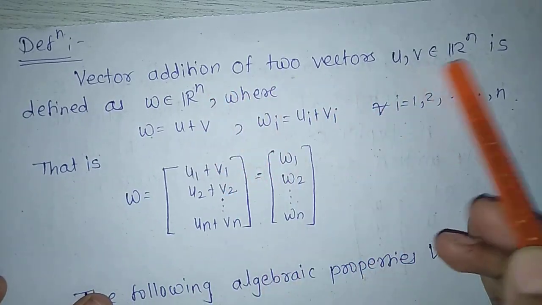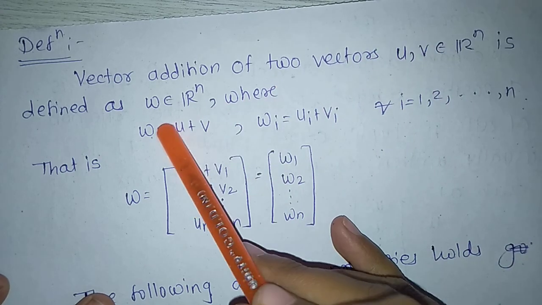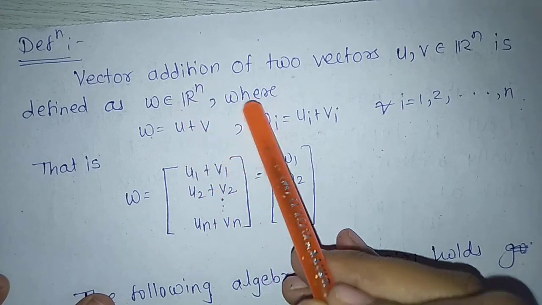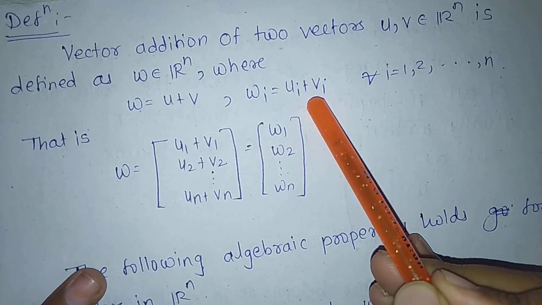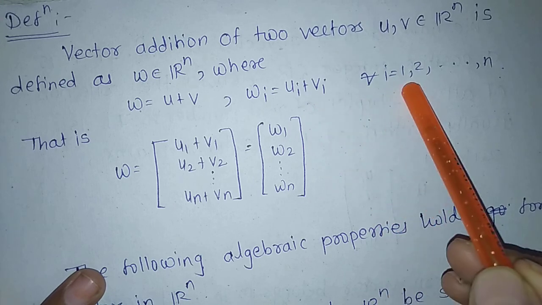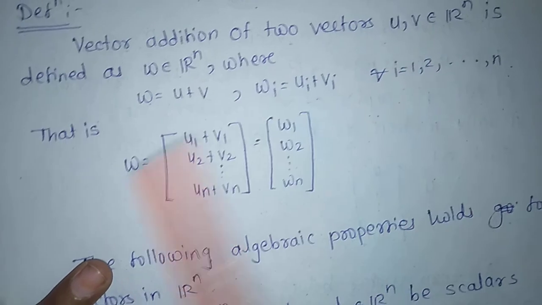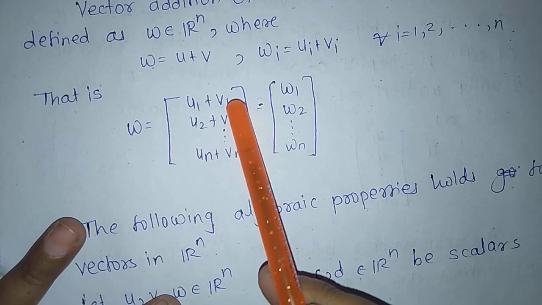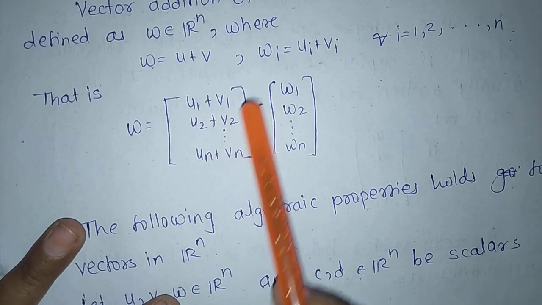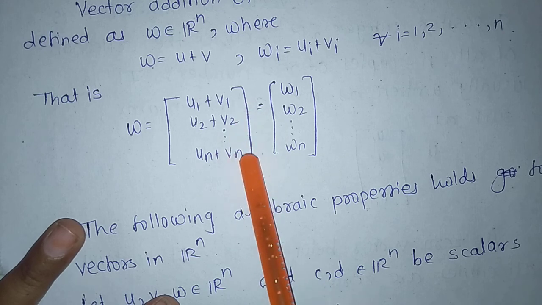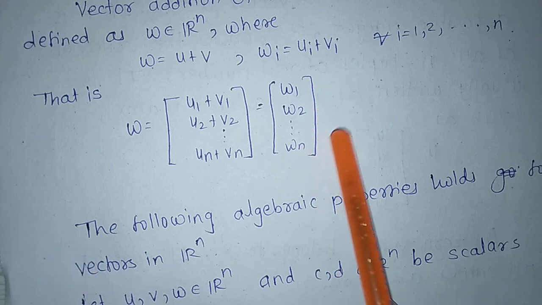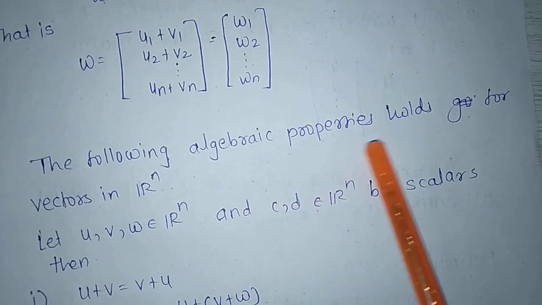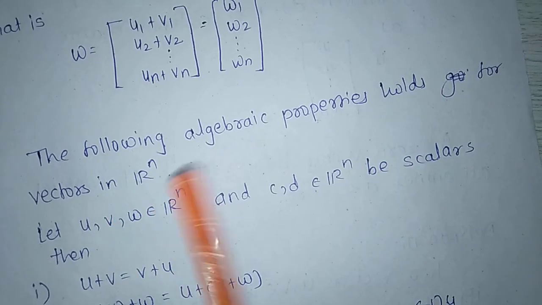Next definition, vector addition of two vectors u, v belongs to Rn is defined as w belongs to Rn where w equal to u plus v, wi equal to ui plus vi for all i equal to 1, 2 and so on n. That is w equal to the matrix of u1 plus v1, u2 plus v2 and so on un plus vn, equal to the column matrix w1, w2 and so on wn.